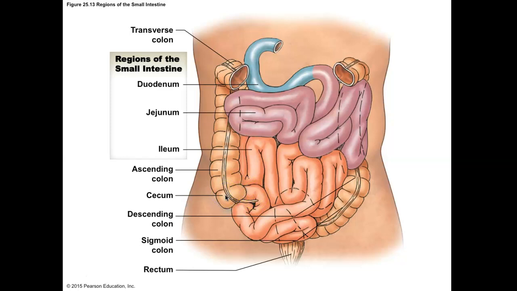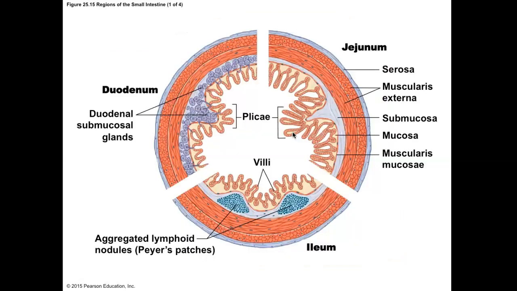So if you look at the small intestine from the outside, you can't really see the difference between the three parts, the duodenum, the jejunum, and the ileum, but you can internally. Internally, it's a little bit different, and I'm not going to have you learn the specific differences, but just know that histologically and morphologically on the inside, it is different.